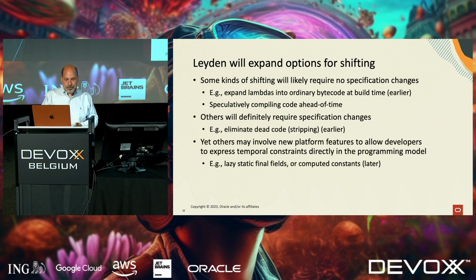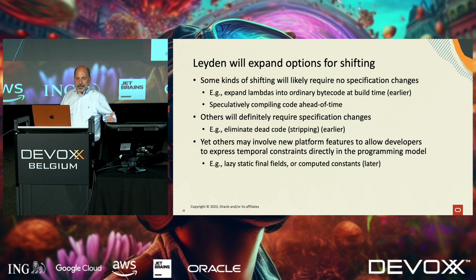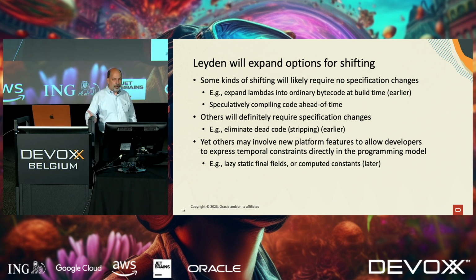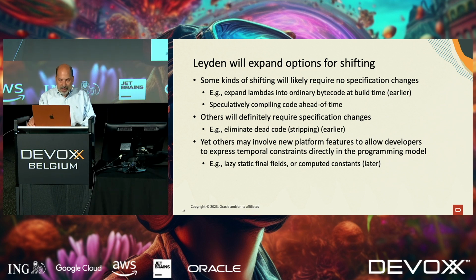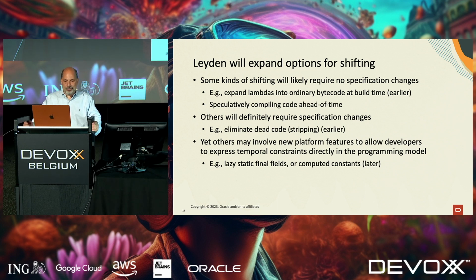So Leyden will lean on what we're already doing with computation shifting by expanding the opportunities for computation shifting. Some kinds of shifting wouldn't require any spec changes at all. For example, Lambda proxies are currently spun at runtime the first time you evaluate a Lambda. That's something that could be moved to build time with no specification change. Similarly, speculatively compiling code ahead of time. When I say speculatively, that means code we'd be willing to throw away if something changed.